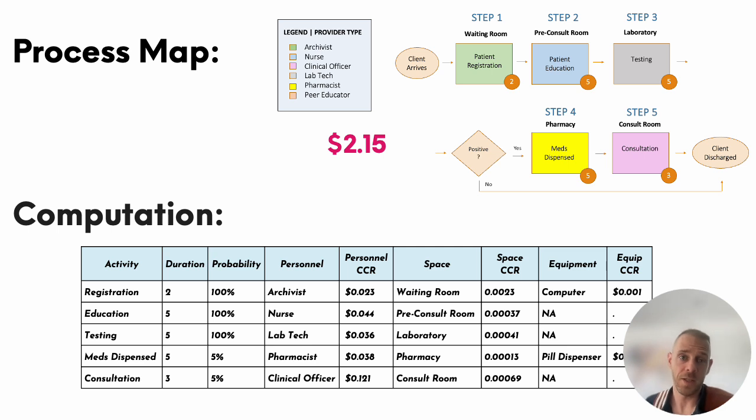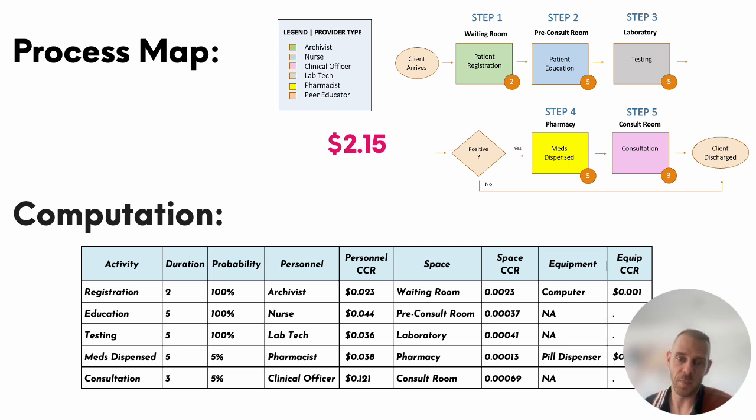So let's return to the last set of process maps that we discussed for HIV testing and counseling. So here we have clients who, following through this process map, have a 2-minute first step, as indicated by the little orange bubble in the bottom right-hand side of this box, for patient registration with an archivist. After that, they move to patient education in a pre-consultation room with a nurse for 5 minutes, followed by laboratory testing for 5 minutes.